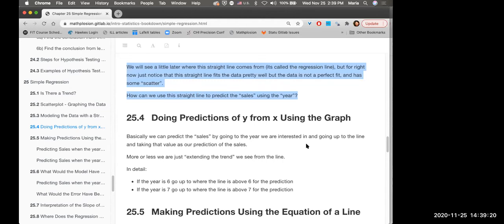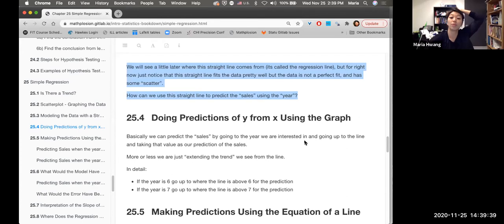We will see a little later where the straight line comes from. It's called the regression line. But for right now, just notice that this straight line fits the data pretty well, but the data is not a perfect fit and has some scatter. How can we use this straight line to predict the sales using the year?